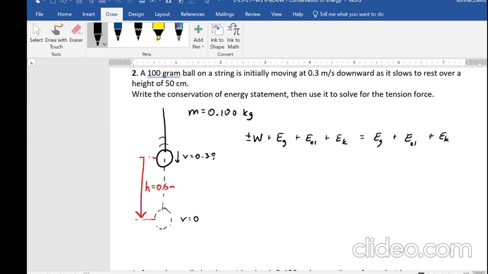Why don't we draw it out? So the distance is vertical, so we're looking for vertical forces. There would be an upward tension and a downward force of gravity. If I call this height positive, meaning down is positive, then gravity is positive and my tension is negative.